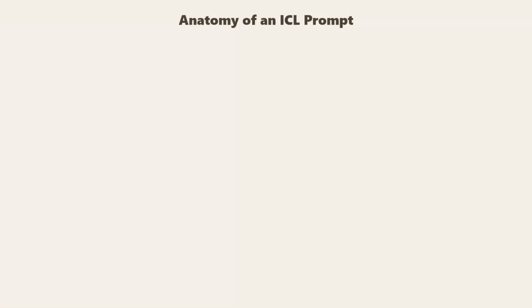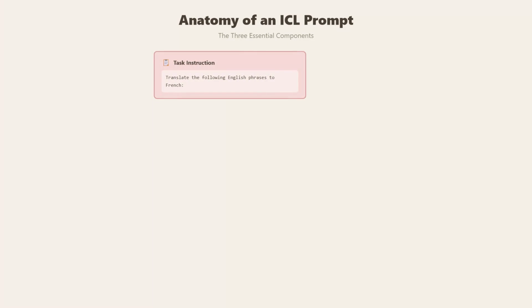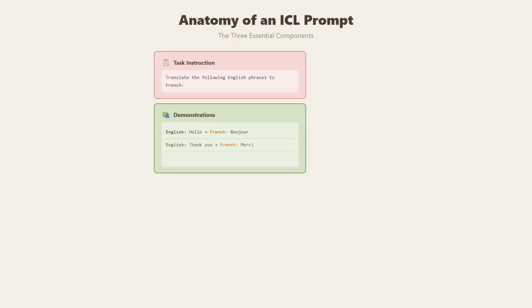Now let's break down the anatomy of an in-context learning prompt. Every ICL prompt has 3 essential components. First is the task instruction. This tells the model what you want it to do. In our example, we have translate the following English phrases to French. This sets the context and the expected behavior.